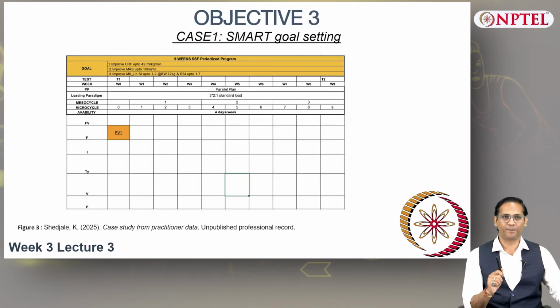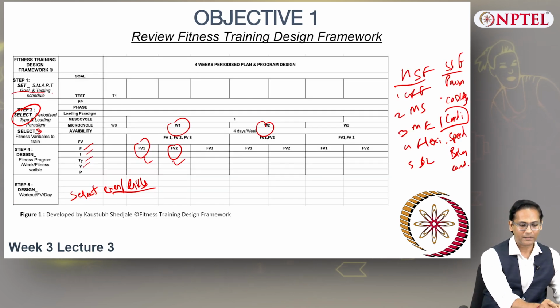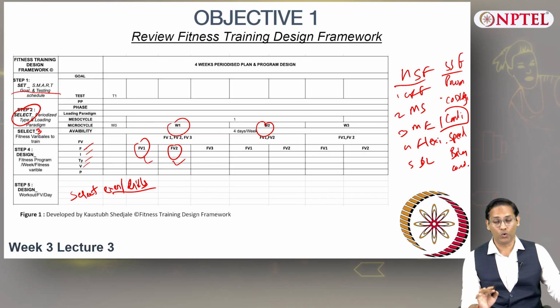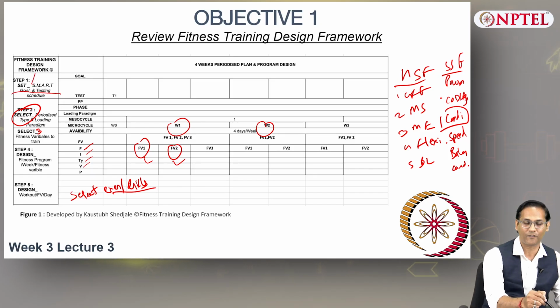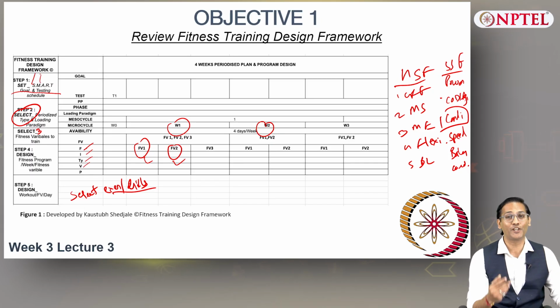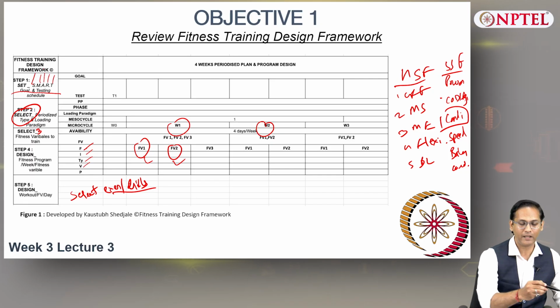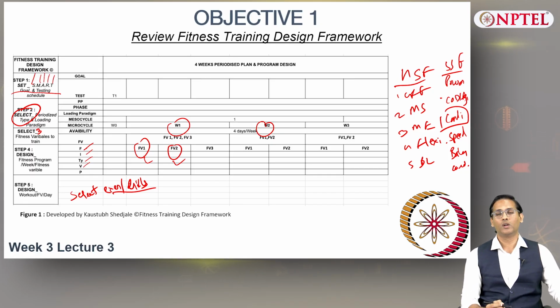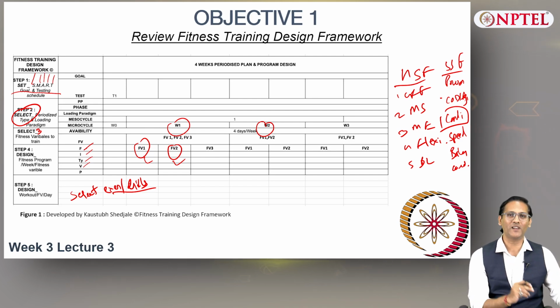So the first step in program designing is setting a goal, setting a SMART goal. Here SMART, S is specific, M means measurable, T is time bound, R is realistic, A is achievable. So you start the program design by setting a time bound, a measurable and a very specific fitness goal.